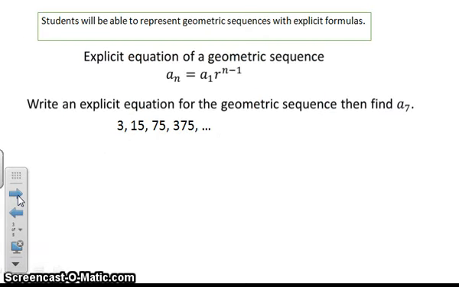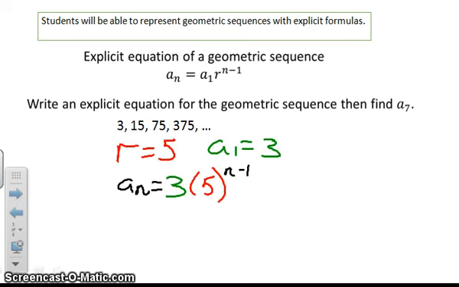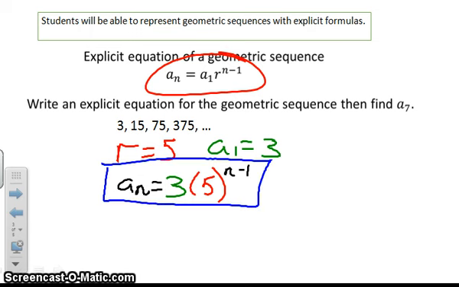Here is the explicit equation of the geometric sequence. Write this down. Alright, so the common ratio of this sequence is 5. A sub 1 is 3. We plugged A sub 1 and R into the formula for an explicit form of a geometric sequence. Here we go. This is the explicit equation of this geometric sequence. Now, I want to make sure that you know that is the first part of this answer. You can't skip that step.